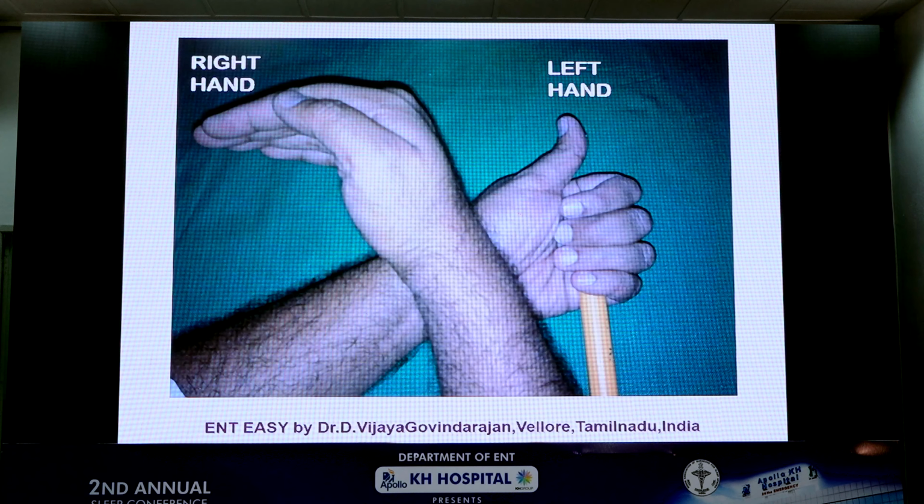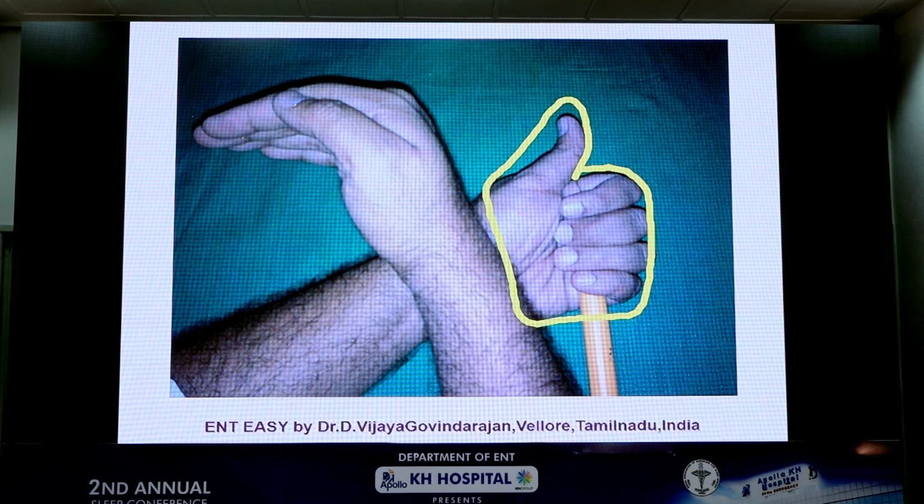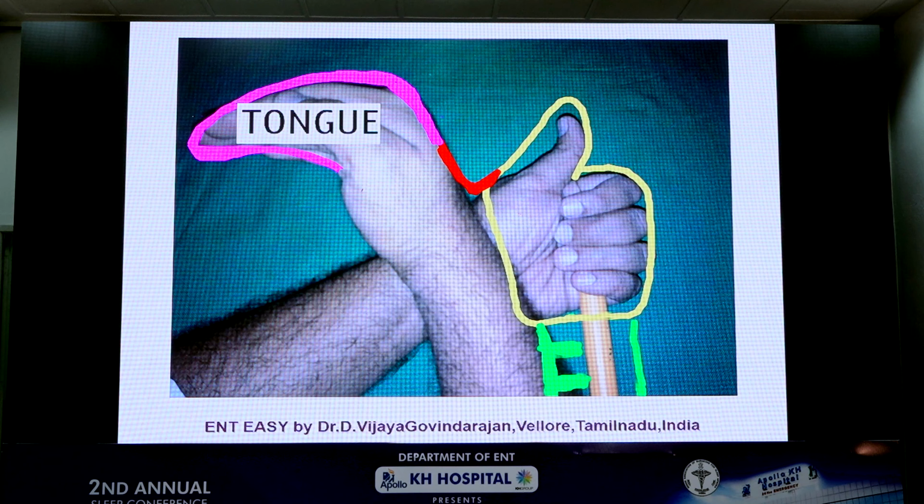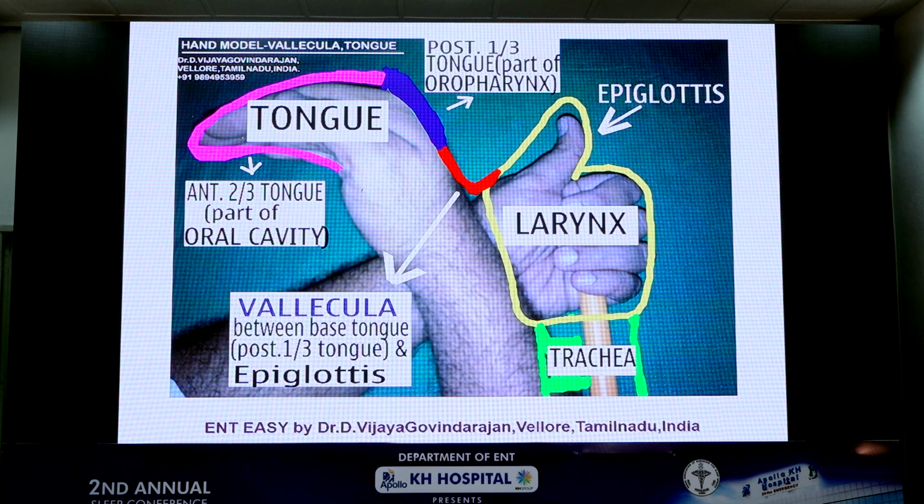And now place your hands to make the tongue and vallecula very easy. This is very, very easy. Your left hand like this and your right hand like this. Anything you can show. The tongue falling back during sleep which causes snoring can be easily explained with this. And this is the larynx which I showed you all. And this is the trachea. V is the region vallecula, and this is the tongue, anterior 2/3, posterior 1/3. And these are the parts of oropharynx and oral cavity here.